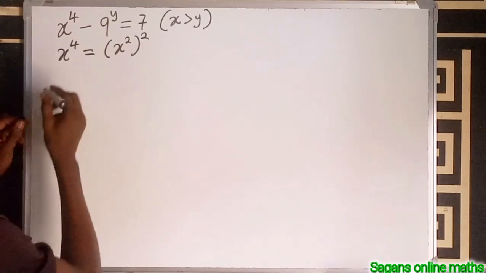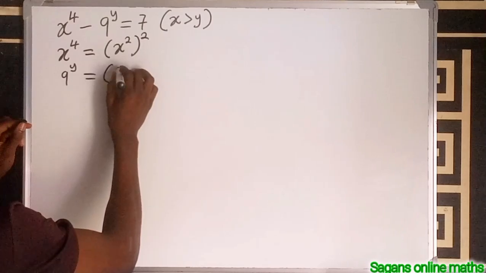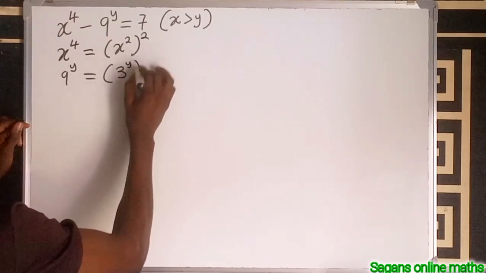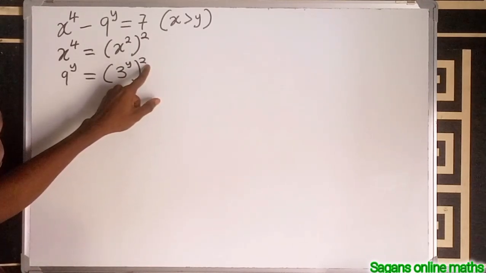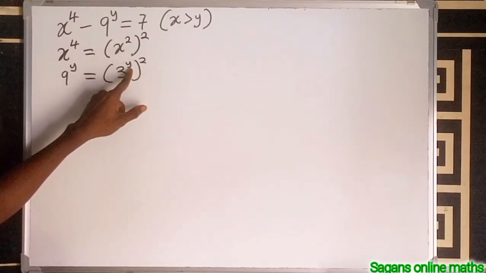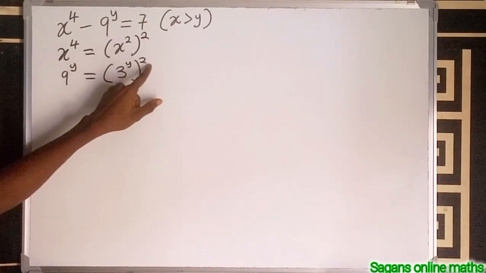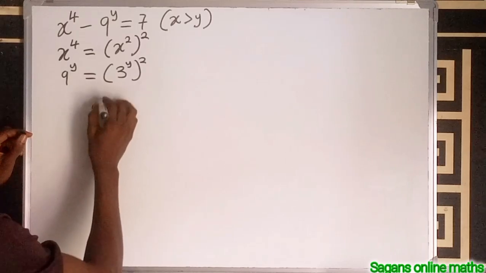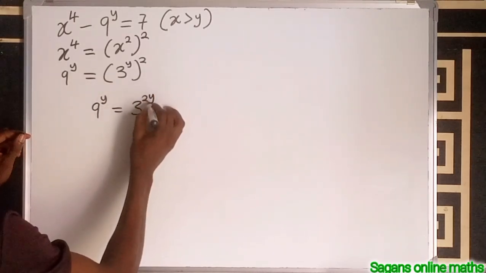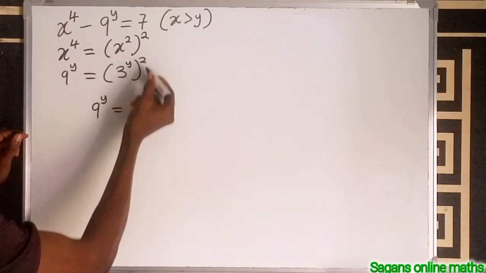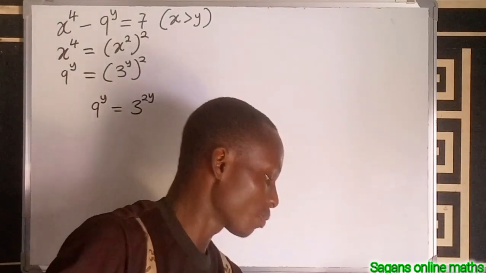Okay? And also note that 9 to the power of y is equal to 3 to the power of 2, all to the power of y, because 3 to the power of 2 is 9. So 9 can be expressed as 3 to the power of 2, and 2 times y is the same thing. Take note that 9 to the power of y is equal to 3 to the power of 2y. Take note of this because it's very important. It's going to help us in this equation.